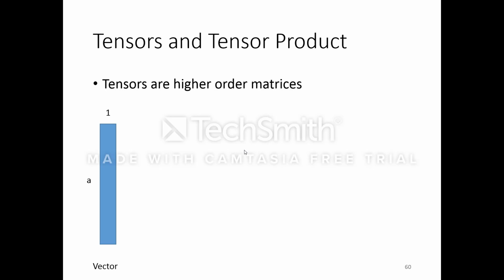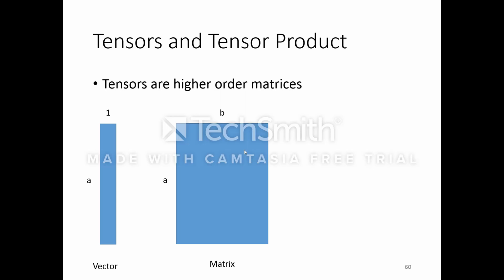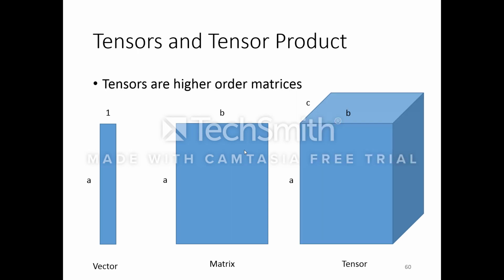Okay, and if you have an A by 1 matrix, which is basically a column vector, you would generally just call it a column vector or a vector. An A by B matrix is generally referred to as a matrix, and if you have 3 dimensions, so essentially a higher order matrix, A by B by C.